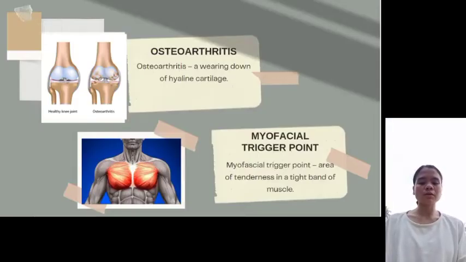Osteoarthritis, a wearing down of hyaline cartilage. It is a common form of arthritis, and usually occurs in the hands, hips, and knees.